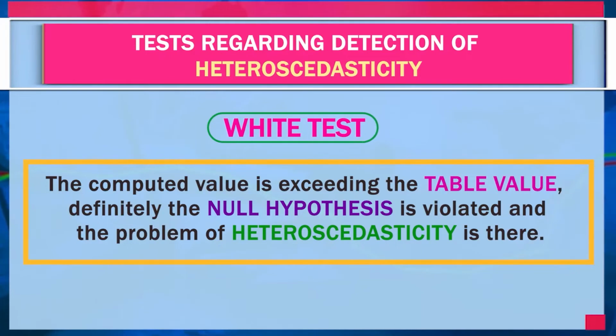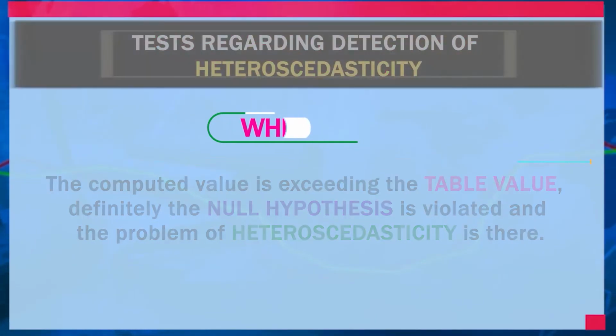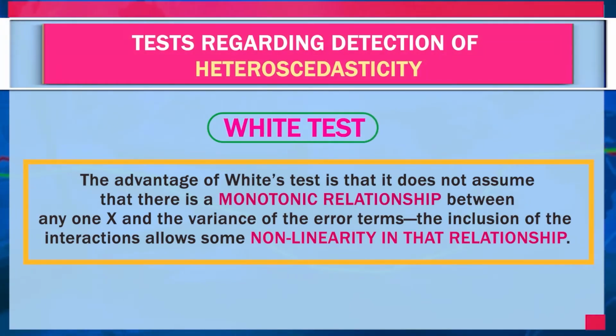So if the LM test statistic is significantly different from 0, or the computed value exceeds the table value, definitely the null hypothesis is violated and the problem of heteroscedasticity is there. Actually the White test is robust and it is preferred to all the other tests because it does not assume a relationship between x and the variance of the error term, that is, no monotonic, one-way relationship. It takes care of all the possibilities, also takes care of non-linearity in the relationship, and so this test is the most popular test to conduct for heteroscedasticity.